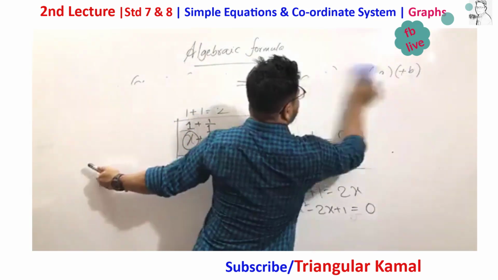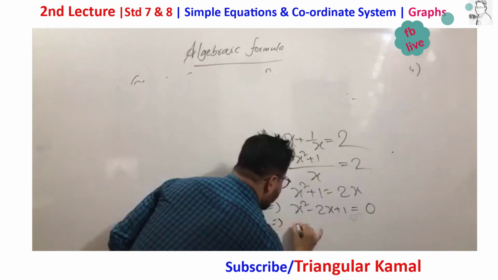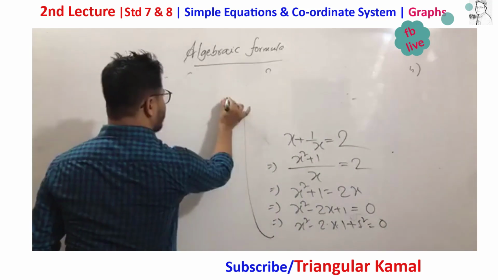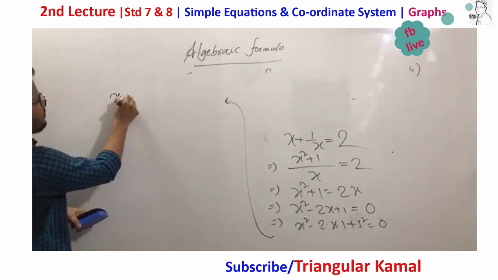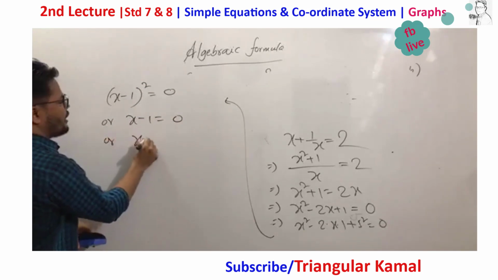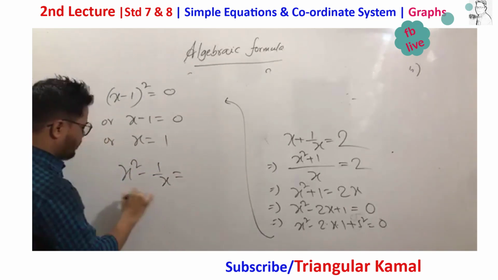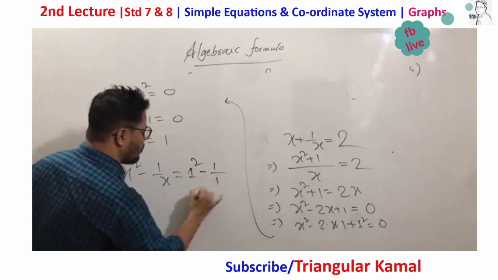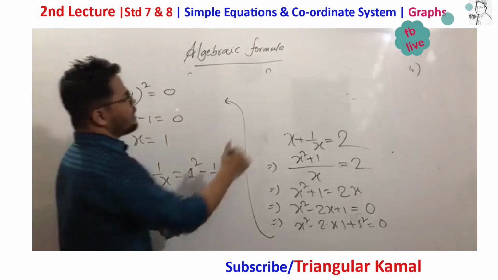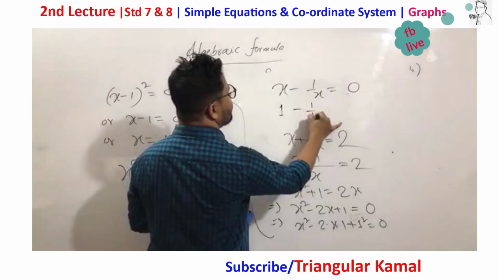And now from the right side we can write here 0. I think this is clear. By using algebraic formula, we can write here x square minus 2 times x multiply 1 plus 1 square equals 0. And finally this one will be x minus 1 whole square equals 0, or finally x minus 1 equals 0, or x equal 1. While x equal 1, this one will be x square minus 1 by x will be 1 square minus 1 by 1 equal 1 minus 1 equals 0. So in maximum case you have to find the value of x. Similarly, x minus 1 by x equal 0 indicates x equal 1, and this will be also 1.